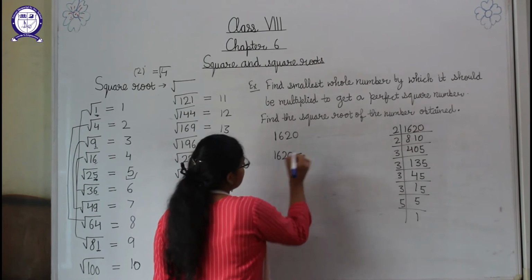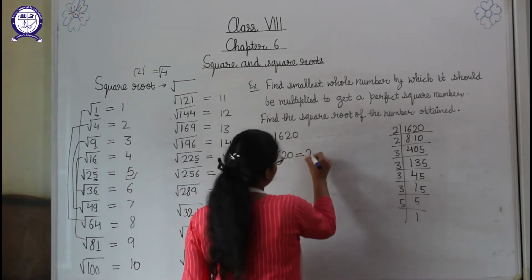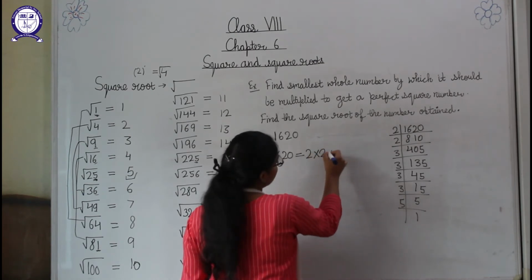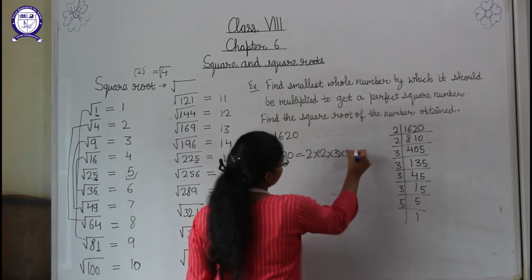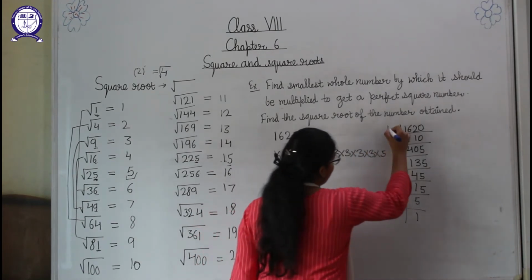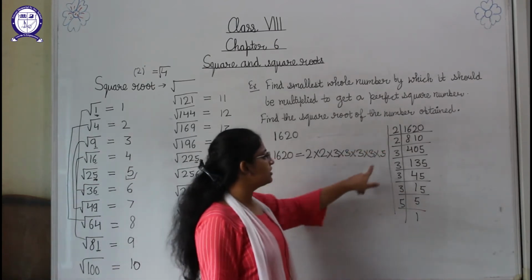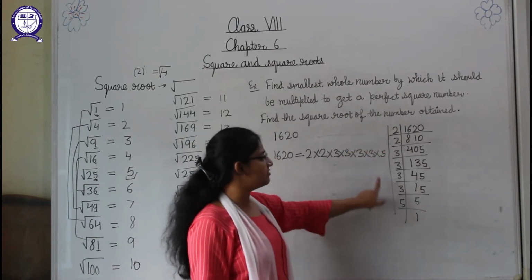We can write 1620 in the form of prime factors: 2 into 2 into 3 into 3 into 3 into 3, 4 times, and then 5. Okay, these are the prime factors. 2 is 2 times, 3 is 4 times, and 5 is 1 time.